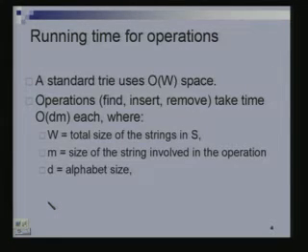So search, find, insert, delete, all will take the same time, order DM. But one thing is bad with this data structure, and that's the space requirement of this data structure. How much space does it take?